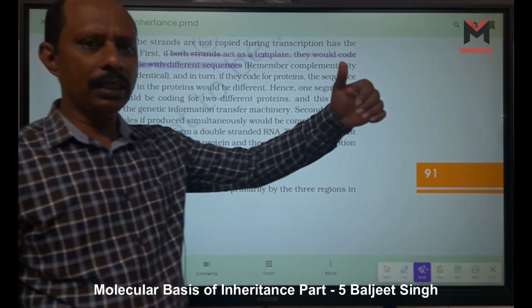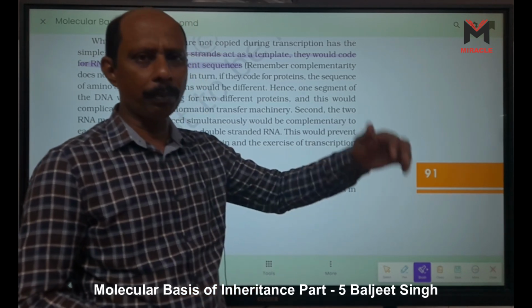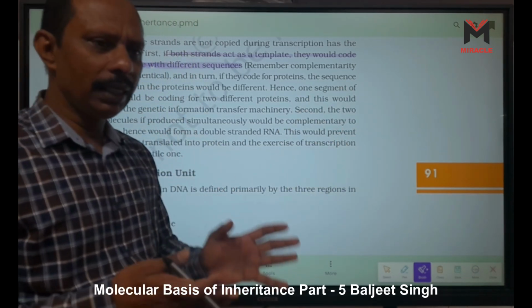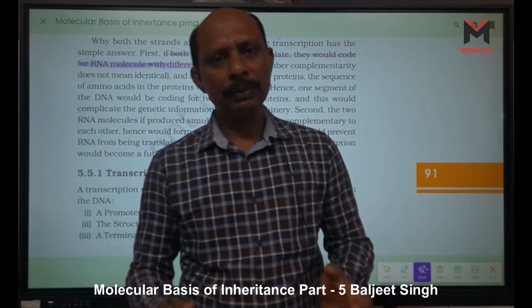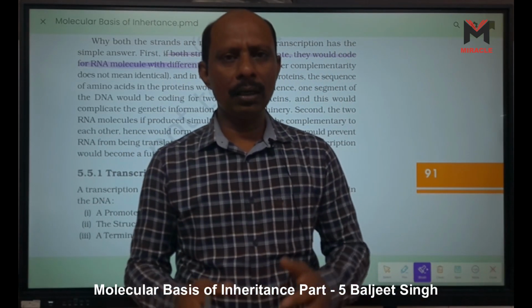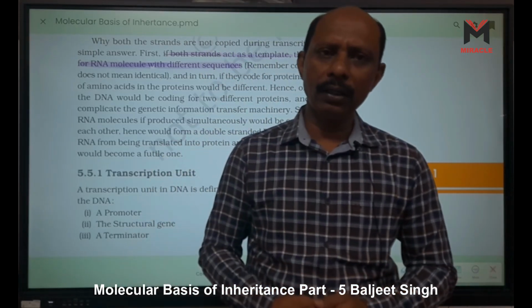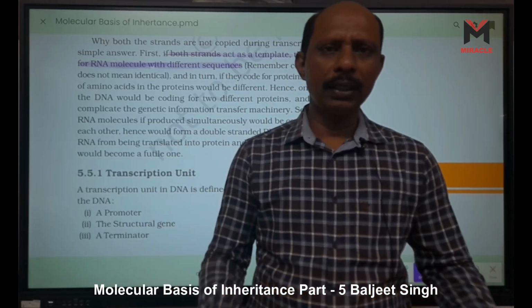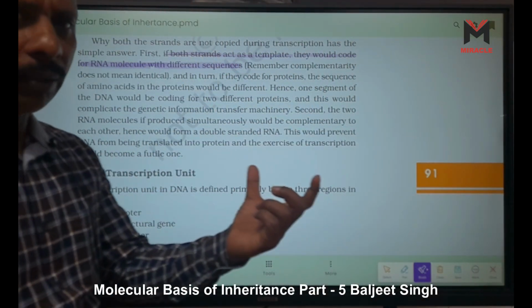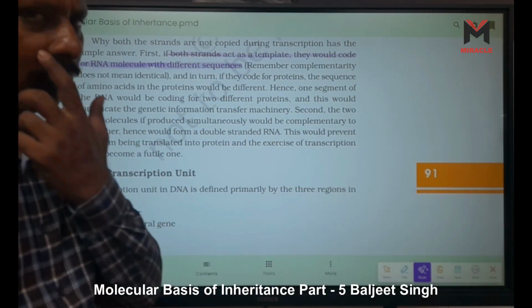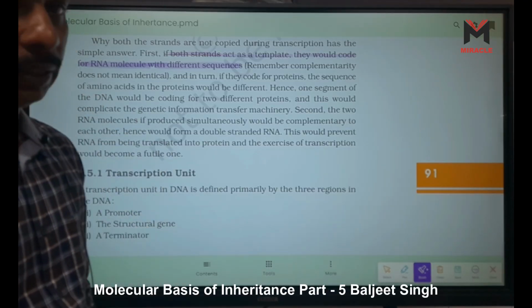One RNA strand is from UAC, another strand is from AUG, and both are responsible for different amino acids also. They are genetic codes and they are responsible for different amino acids. That means what? A different protein is formed. From the same site of DNA, two different types of RNA strand are formed.